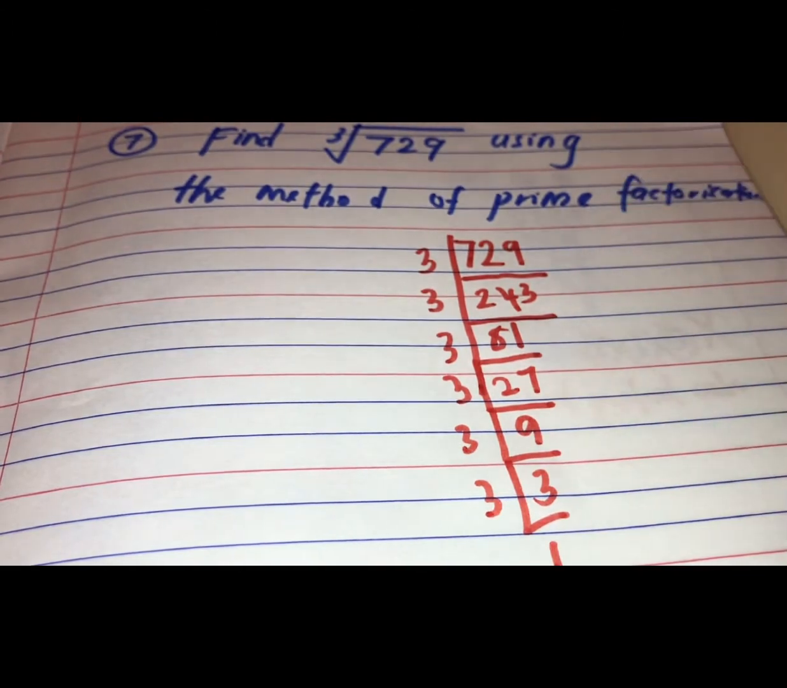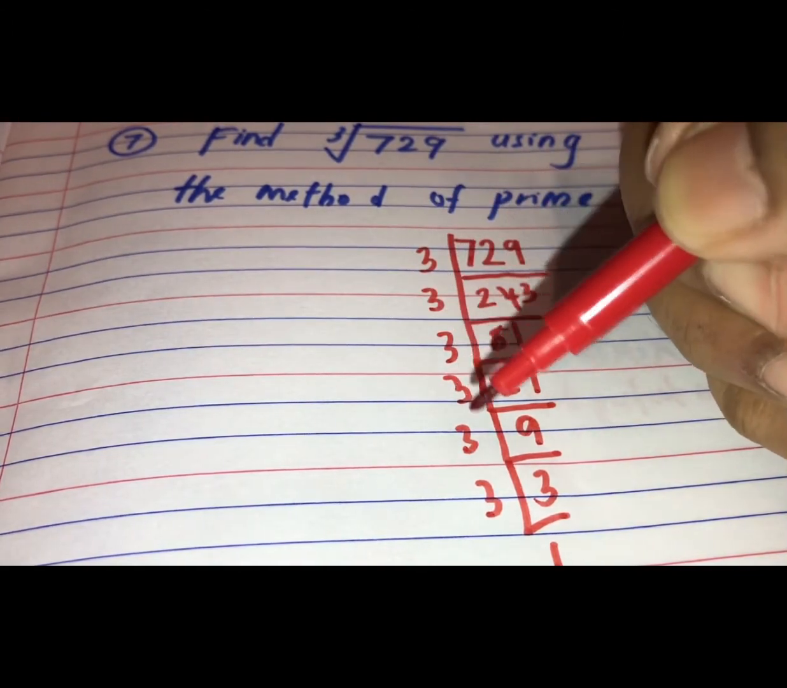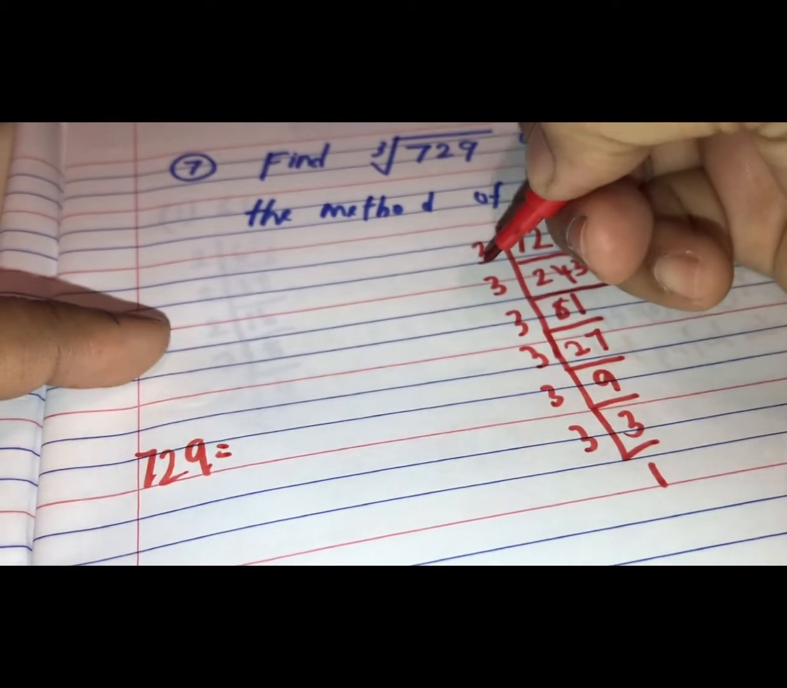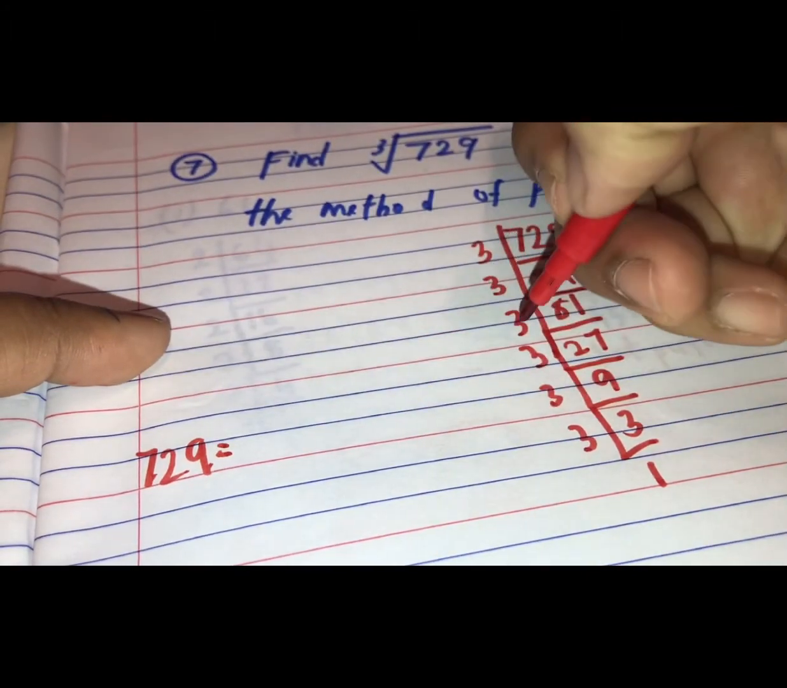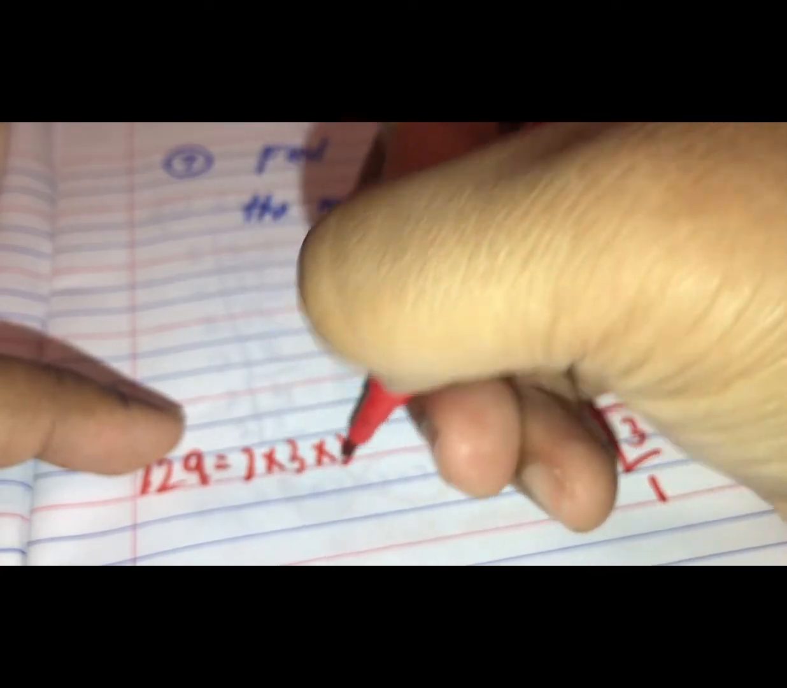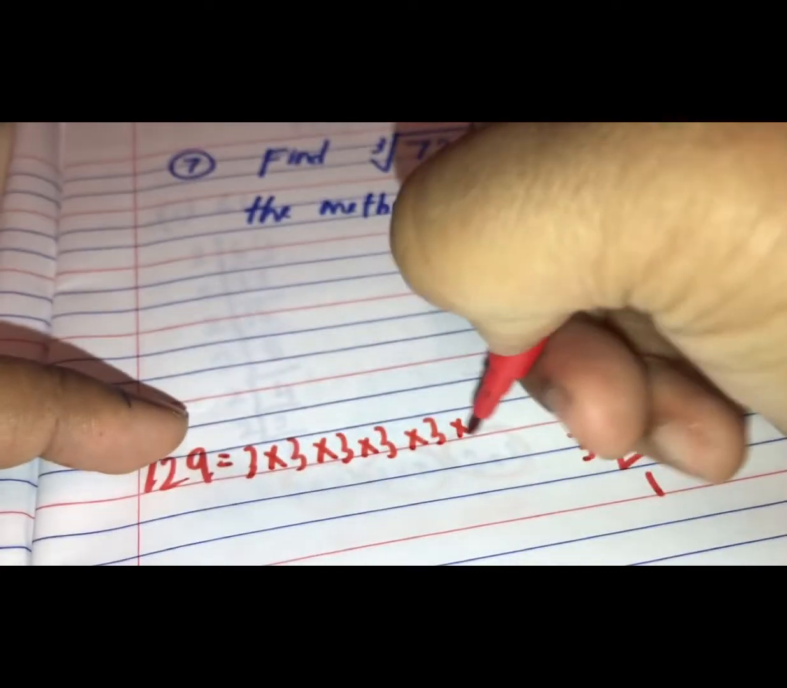Okay, divide until you get 1. So you get 3 times 3 times 3 times 3 times 3 times 3. Then you can write 729 equal to 3 times 3 times 3 times 3 times 3 times 3, six times: 1, 2, 3, 4, 5, 6.